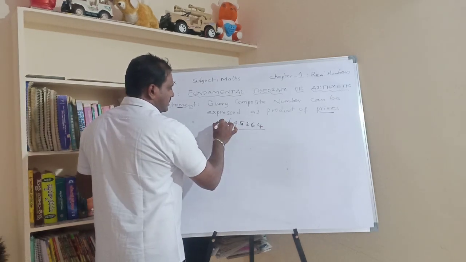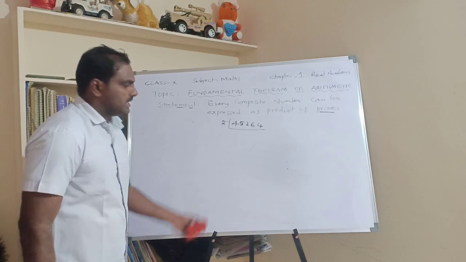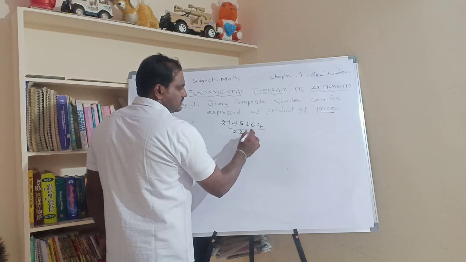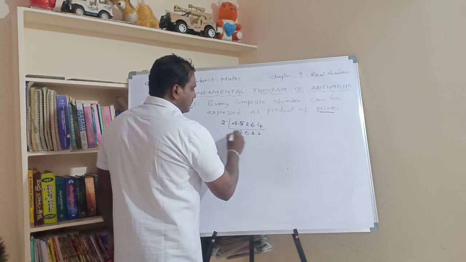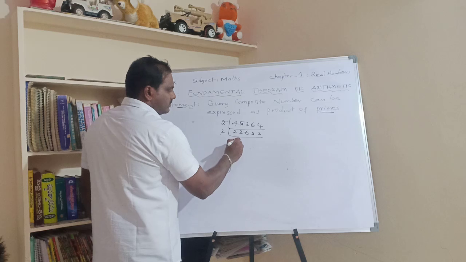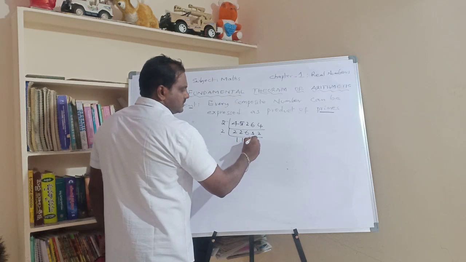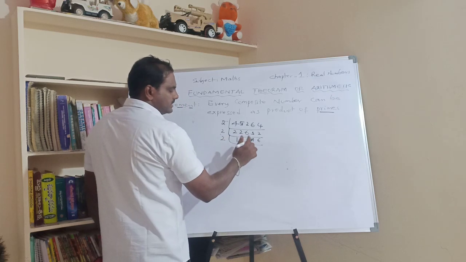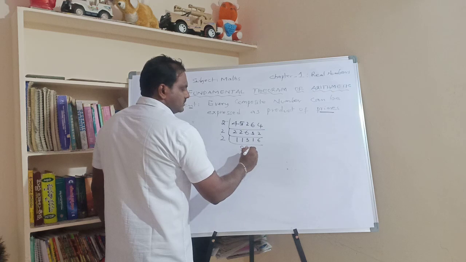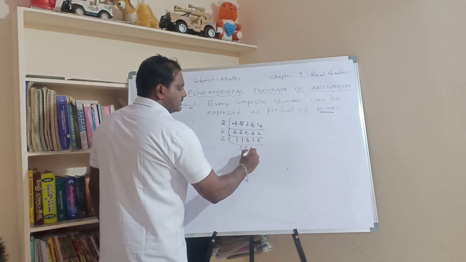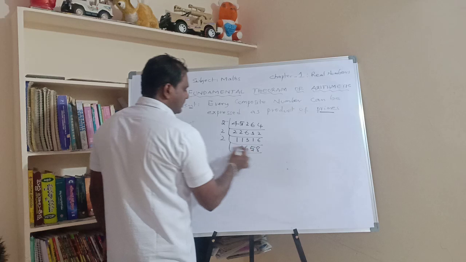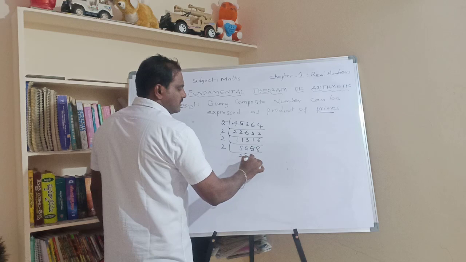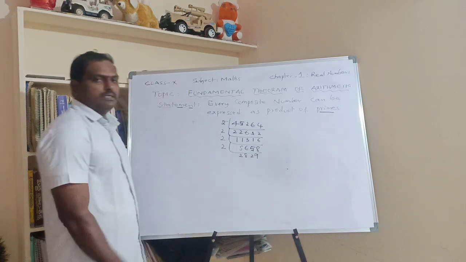First, let us try the LCM method. 2 2s are 4, 2 2s are 4, remainder is 1, 12, 2 6s are 12, 2 3s are 6, 2 2s are 4. Then again the 2 table. 2 5s are 10, remainder is 13, 2 6s are 12, remainder is 1, 2 5s are 10 and 2 8s are 16. Now again the 2 table: 2 2s are 4, 2 8s are 16, 2 2s are 4, 2 9s are 18.